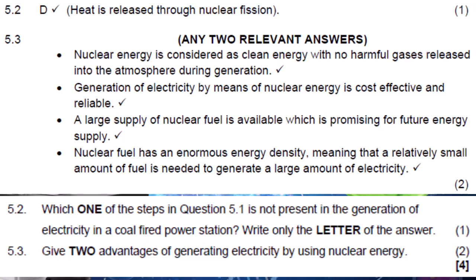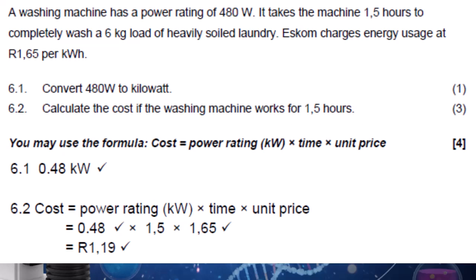Right. Okay, let's tackle the final question in this section, Q6. It's a cost calculation for running a washing machine. The details: power is 480 watts. It runs for 1.5 hours. And electricity costs R1.65 per kilowatt hour.